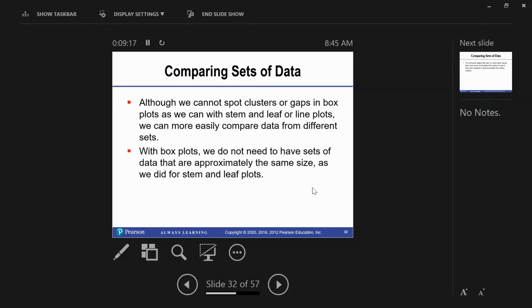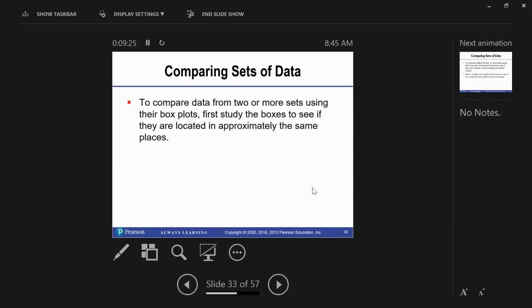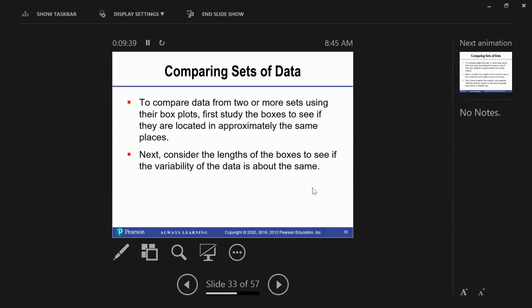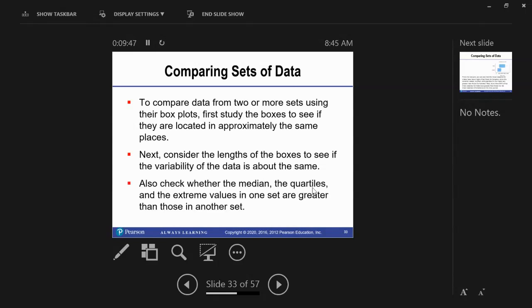With box plots, we do not need to have sets of data that are approximately the same size as we did for stem and leaf plots. To compare data from two or more sets using their box plots, you're first going to study the boxes to see if they are located in approximately the same places. Then you're going to consider the lengths of the boxes to see if the variability of the data is about the same. And finally, you're going to check whether the median, the quartiles, and the extreme values in one set are greater than those in another.